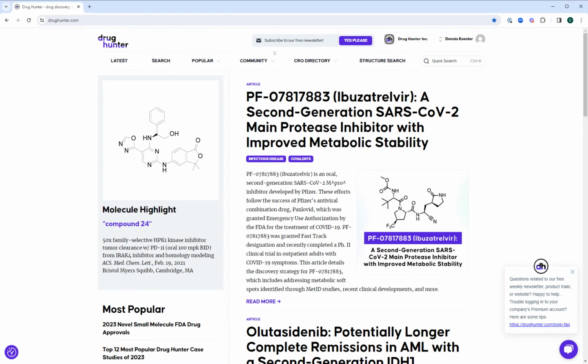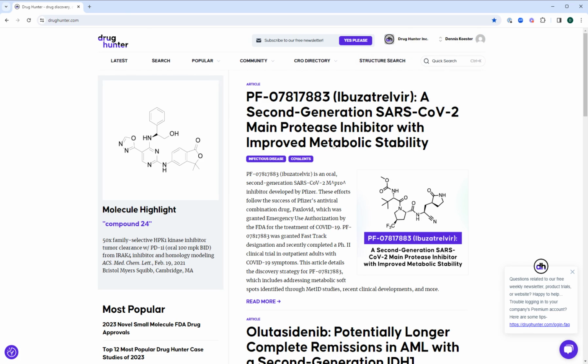So let me walk you through our Drug Hunter webpage. The webpage that you see here is very user-friendly. On the top right, you can log in with your email address or your phone number. You see what institution you're belonging to. It's a very, very simple passwordless access to the page.